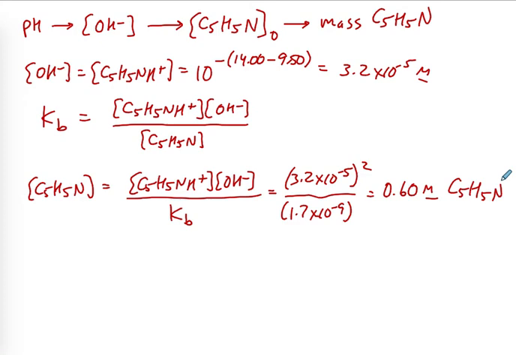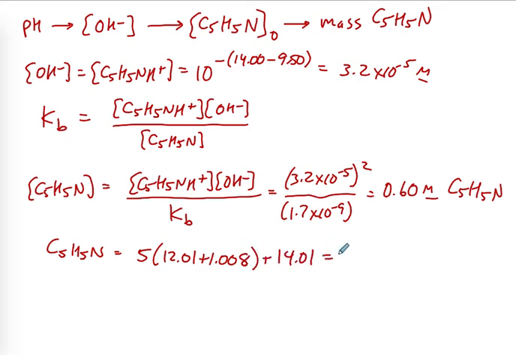Now we simply need to calculate the mass of that substance needed to prepare the specified volume. Well, if we're going from molarity to moles to mass, we know we're going to need molar mass. So let's calculate the molar mass of pyridine. So let's see, 5 times the molar mass of carbon plus 5 times the molar mass of hydrogen, plus the molar mass of nitrogen is 79.10 grams per mole.